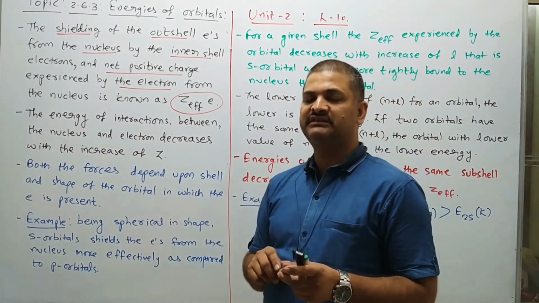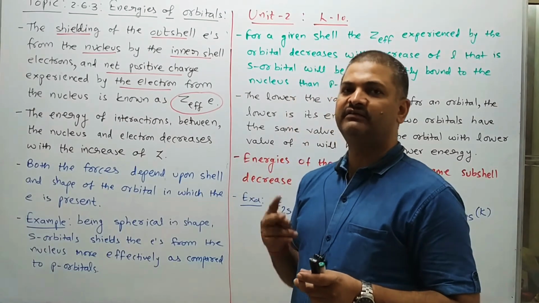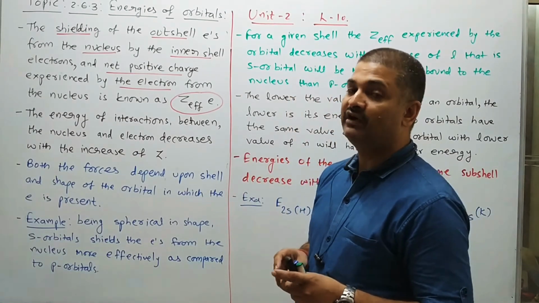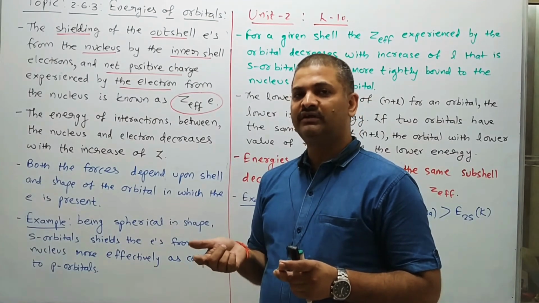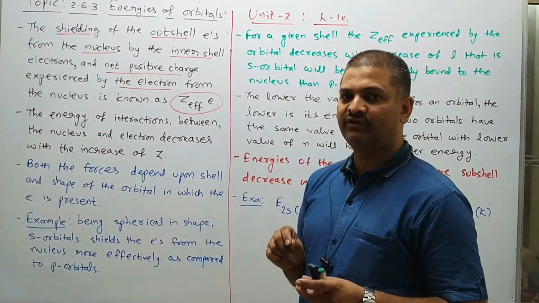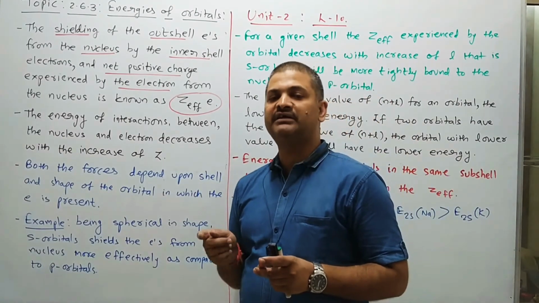For example, जैसे aluminium है, तो whenever aluminium will donate 3 electrons, then what will happen? If aluminium will donate 3 electrons, after donation of 3 electrons, it will become aluminium plus 3.